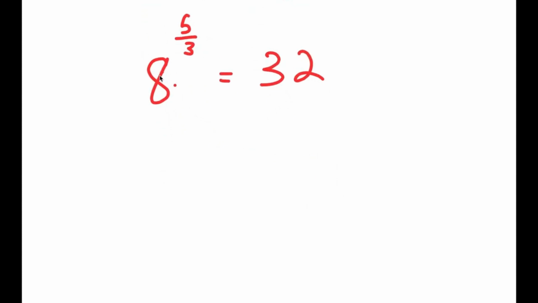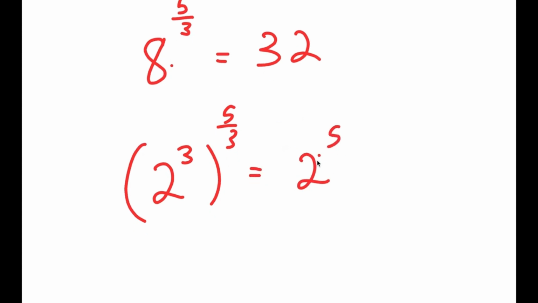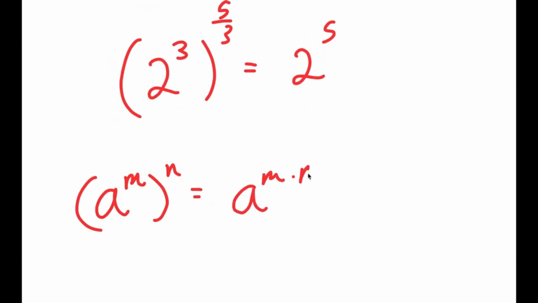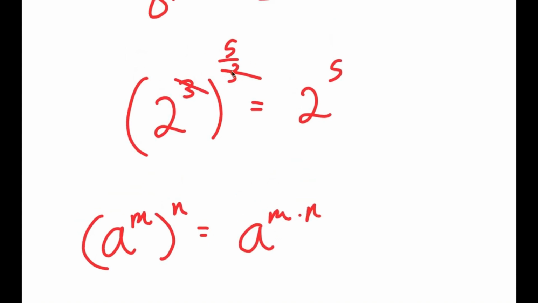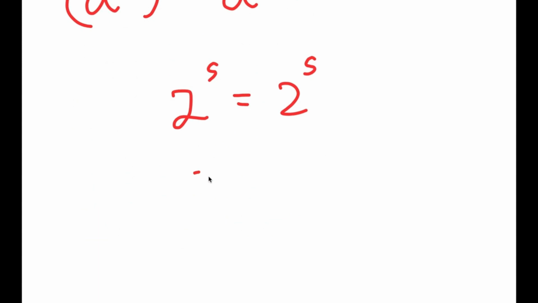Now, 8 is the same thing as 2 to the power of 3. So I get 2 to the power of 3, to the power of 5 over 3, is equal to 32, and 32 is the same thing as 2 to the power of 5. And if I have something in the form a to the power of m to the power of n, this is equal to a to the power of m times n. So these two 3's cancel out, and I get 2 to the power 5 is equal to 2 to the power 5, or this is the same thing as 32 is equal to 32.